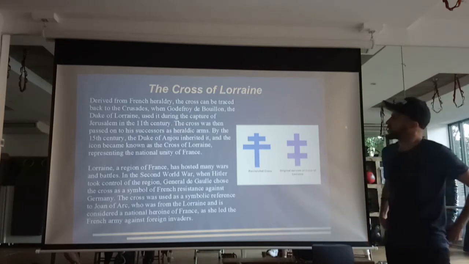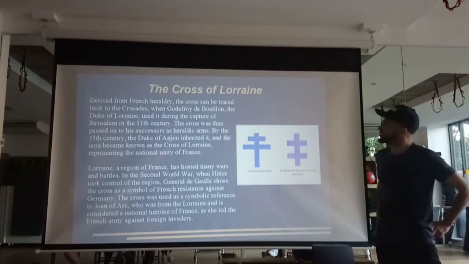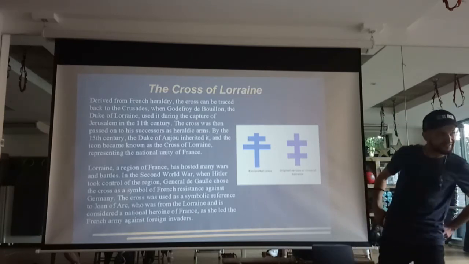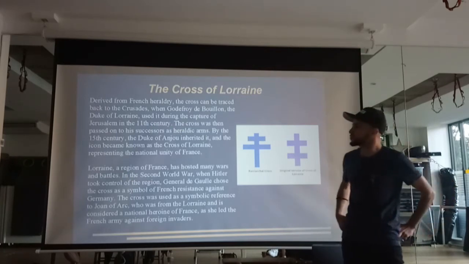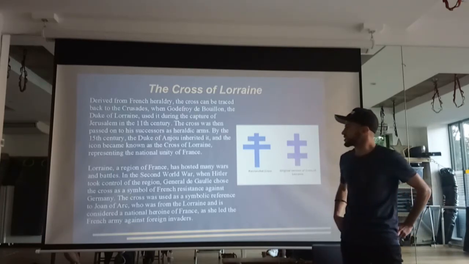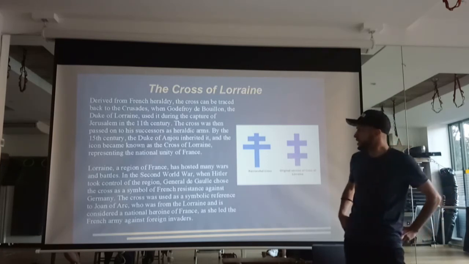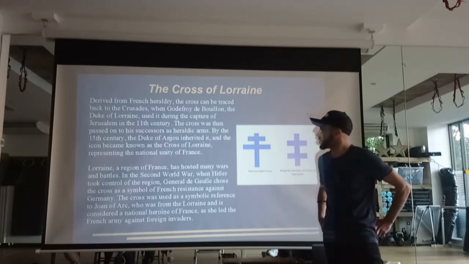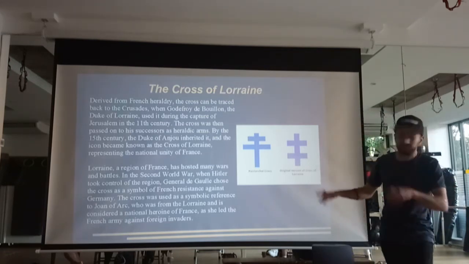This cross is derived from French heraldry, and the cross can be traced back to the Crusades when Godefroy de Bouillon, the Duke of Lorraine, used it during the capture of Jerusalem in the 11th century. The cross was then passed on to his successors as heraldic arms. By the 13th century, the Duke of Anjou inherited it, and the icon became known as the Cross of Lorraine, representing the national unity of France at that time.